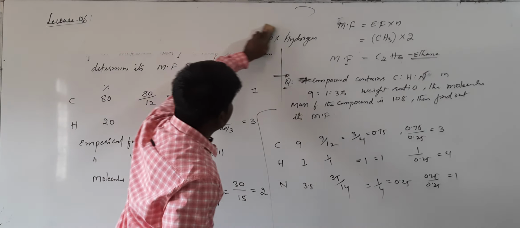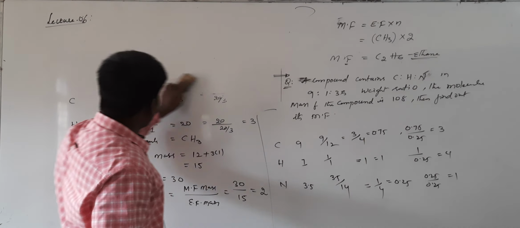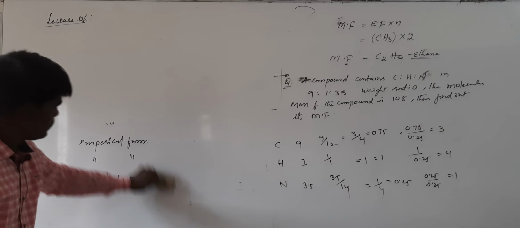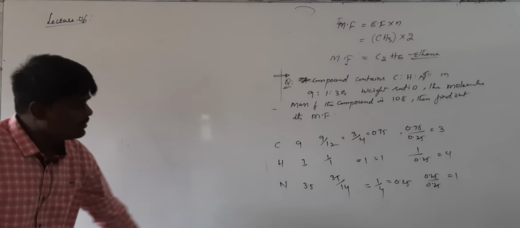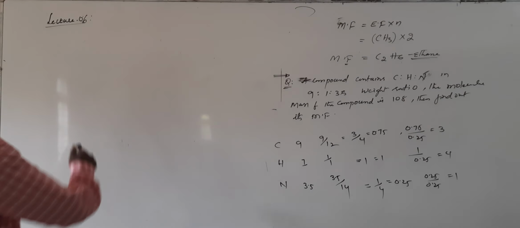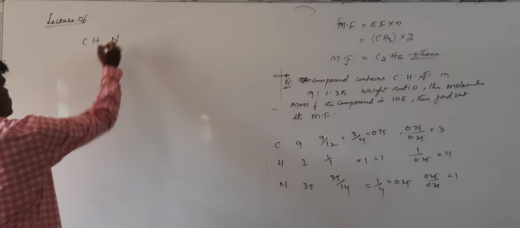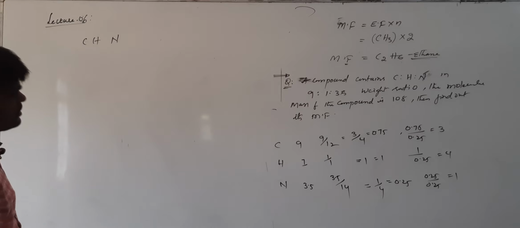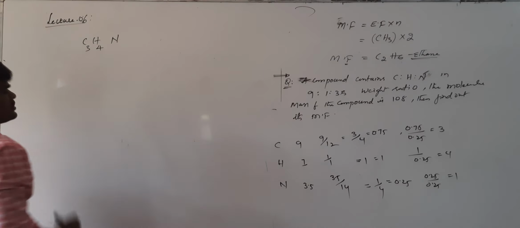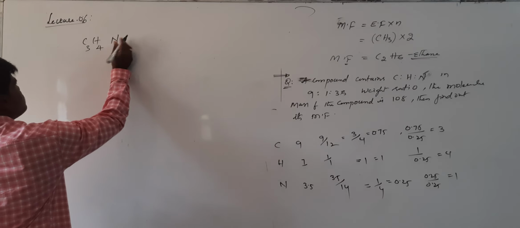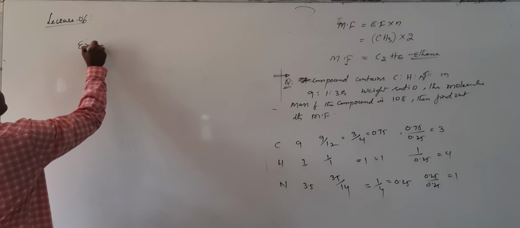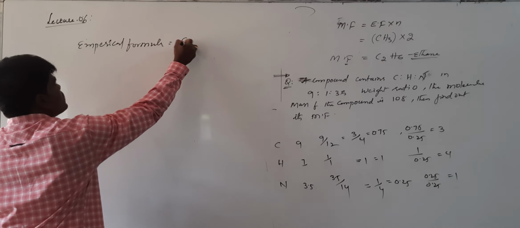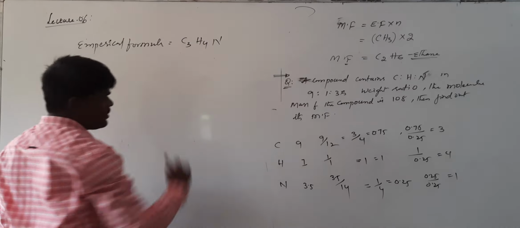What is the empirical formula of the substance? See, what are the elements given? Carbon, hydrogen and nitrogen. What are their relative numbers of atoms? The simplest ratio of their atoms. Carbon is 3, hydrogen is 4, nitrogen is 1. What we have got here is the empirical formula. We call it C3H4N, right?